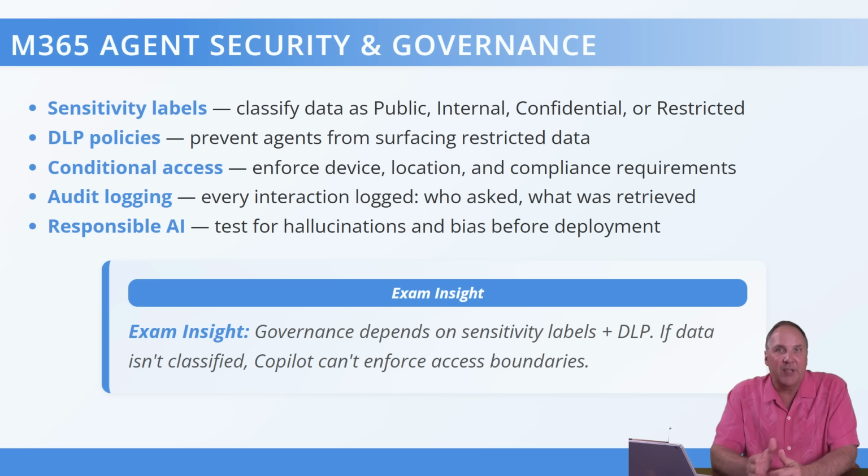So your exam insight here: governance depends on data classification. If your documents don't have sensitivity labels, Copilot can't enforce access boundaries. So classification comes first, then governance.